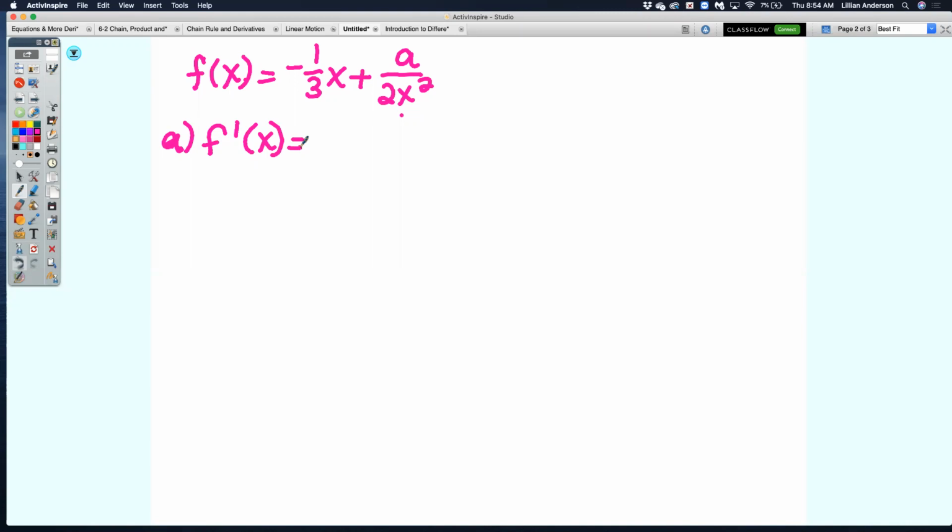So I have negative 1/3 x. What's the derivative of negative 1/3 x? Julia? Negative 1/3. Then I have to find the derivative of a over 2x squared. Christian, what did you get for that part? I got negative 2a over 2x cubed.